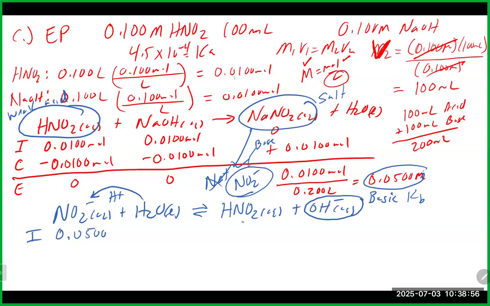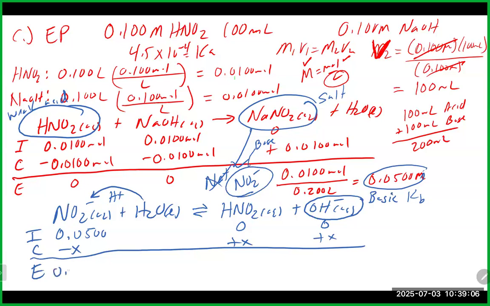0.05 molar. These will be zeros. Change will be minus x, plus x, and plus x. That means at equilibrium here, 0.05 minus x, x, and x. Any questions so far?